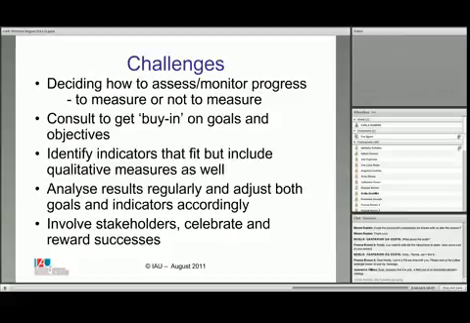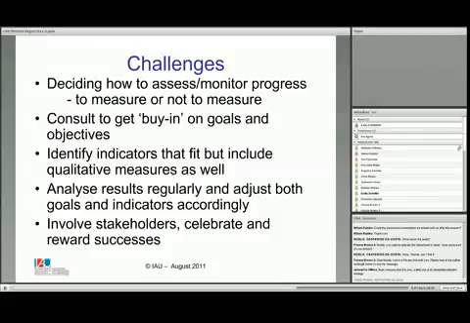So what are the challenges? Just a few. I've been talking for a long time. First of all, deciding how to assess, monitor progress, to measure or not to measure. And if you're going to measure, to begin measuring as you set out your goals. I would also suggest that as wide a consultation of those stakeholders in the university as possible is really needed to get a buy-in, not only on the goals, but later on the indicators that you will be using to assess progress. Identify indicators that fit, but make sure that some of these indicators are also qualitative, not just quantitative.